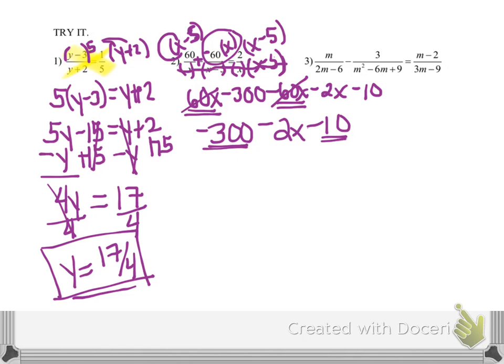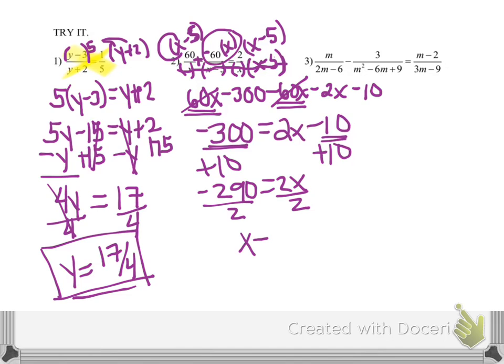Alright, so then when you're here, this was equals, so then you're going to add 10 to the other side. So negative 290 equals 2x, divide by 2, divide by 2. X equals negative 145.